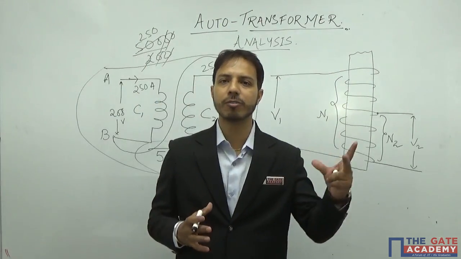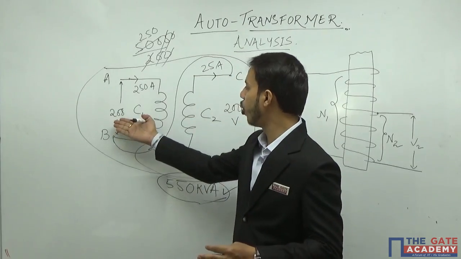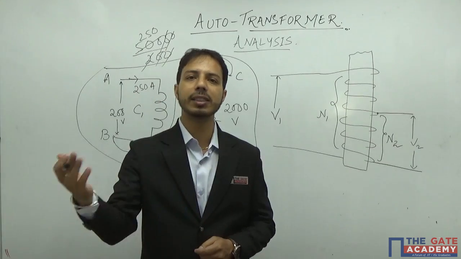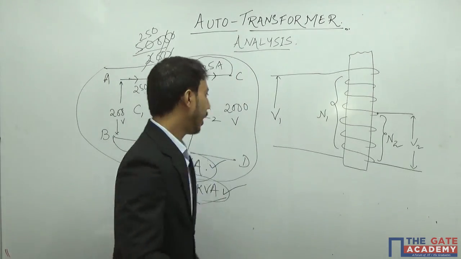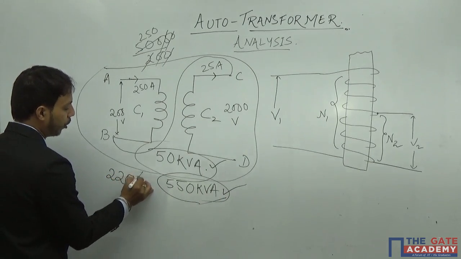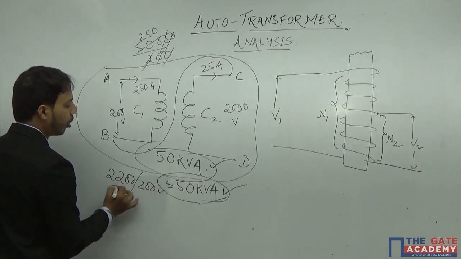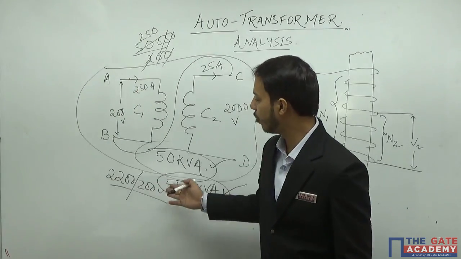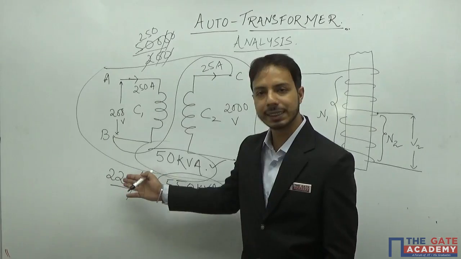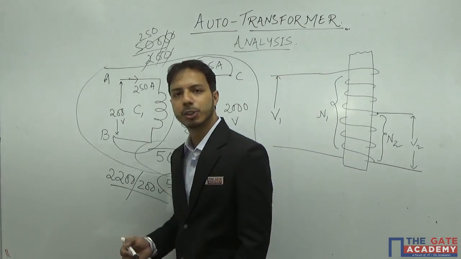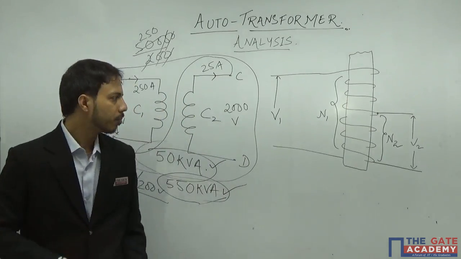They may give you this: if a 200 volt to 2000 volt two-winding transformer is changed to, say, I may change the voltage rating to 2200, 200 volt, or some other connections can also be made. So if I make the voltage input and output as this, what will be the kVA for this? So we will analyze those things later.